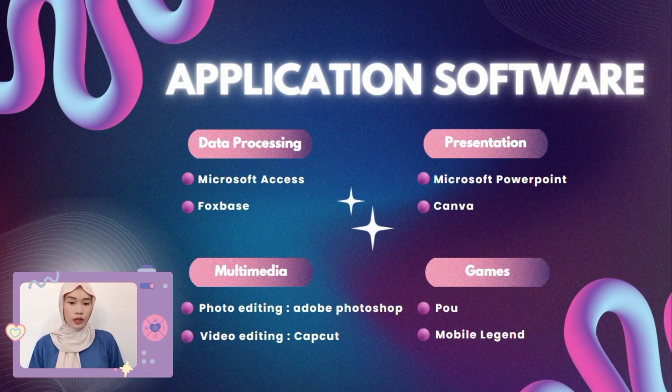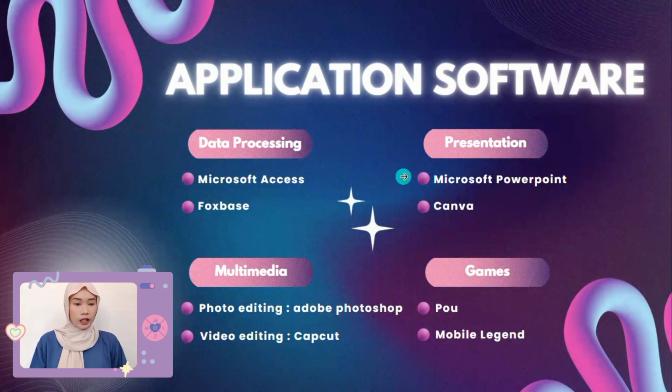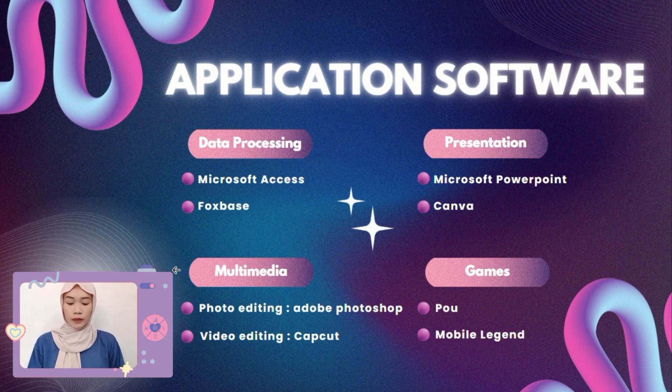And then the next categories of application software are data processing, like Microsoft Access and Foxbase. Maybe you feel unfamiliar with this one. It's rarely used in general, but information system students like me and my friends should be familiar with it. The next one is presentation application, like Microsoft PowerPoint and Canva, where I made this slide. And the next one is multimedia application, which is divided into several types, such as photo editing, like Adobe Photoshop, and video editing, like CapCut.